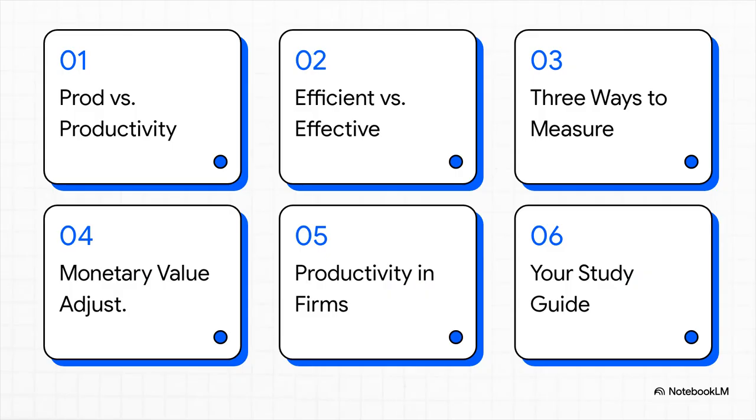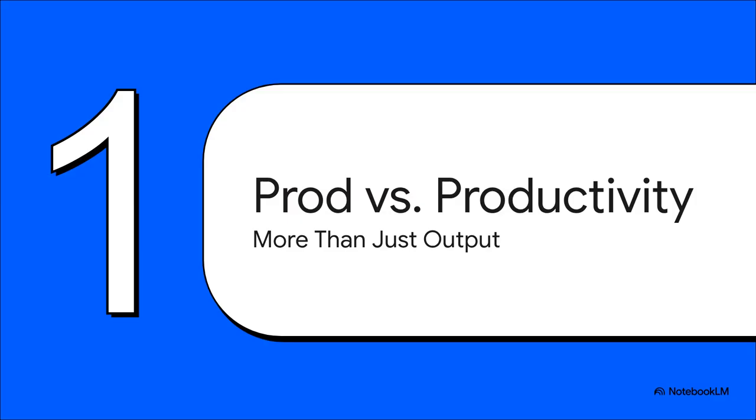So here's the game plan for today. We're going to cover production versus productivity, then efficient versus effective. After that, we'll dive into the three main ways to measure it all, talk about adjusting for money and inflation, see how this stuff works in complex companies, and then we'll wrap it all up with your final study guide. Sound good? Let's go.